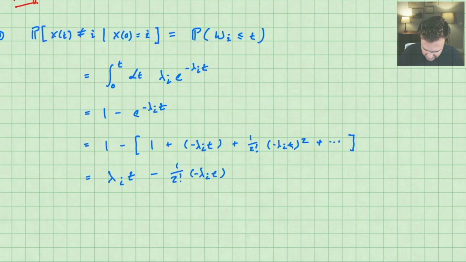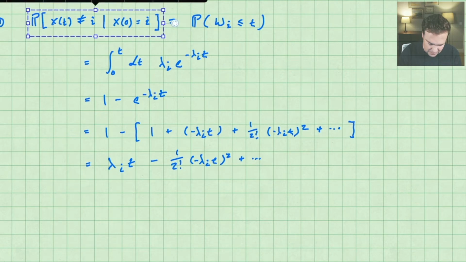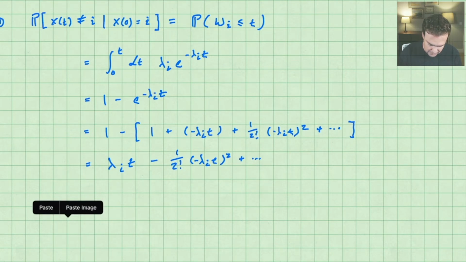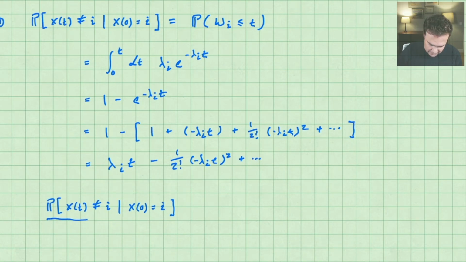It gets confusing trying to keep track of them, I think. And I'll just leave the dots there. And so that's what the left-hand side looks like. But the idea, remember, is to take that left-hand side and divide it by t, and then take the limit.